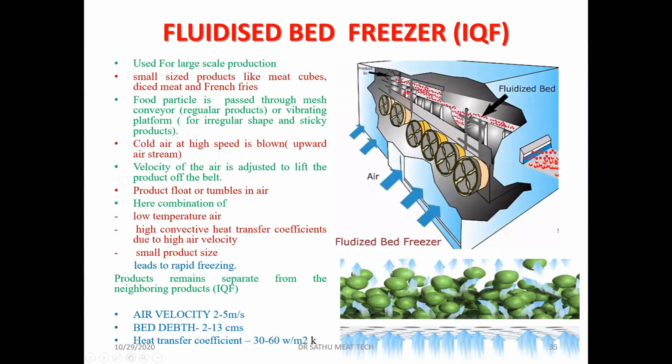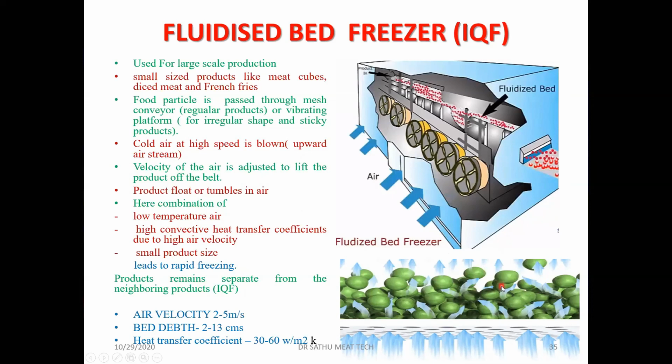The cold air is blown at a very high speed, say around 2 to 5 meters per second. That is an upward air stream. From the bottom, we'll be blowing the cold air. You can see here, the cold air is blown from the bottom upward. The velocity of the air is adjusted to lift the product off the belt. So the product will be suspended in the air. The product will float or tumble in the air.